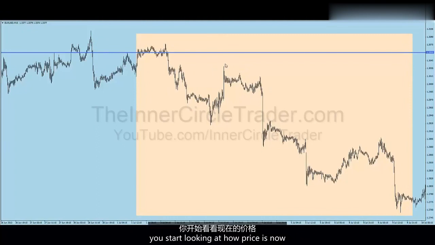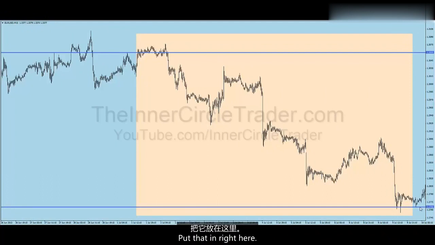If you start looking at how price is now moving lower, you can see they're rapidly moving price to a specific price point. Where? Remember that 127.70 level on the daily chart that we looked at? Let's put that in right here.